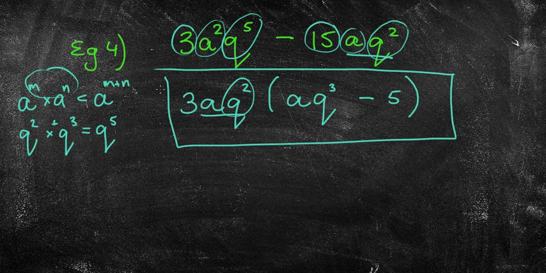Okay, and look, it's important to fully factorise as well. A few of you might have something that looks like this, 3aq, and then you would have aq to the 4 minus 5q.